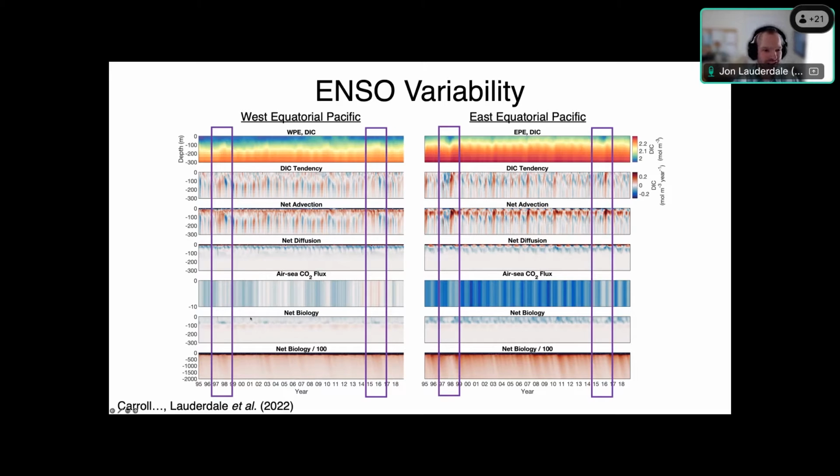But the reverse actually occurs in the West Pacific. So you can see that the biological activity is actually increased, and it results in a slight strengthening of the biological pump there. So that's kind of cool.